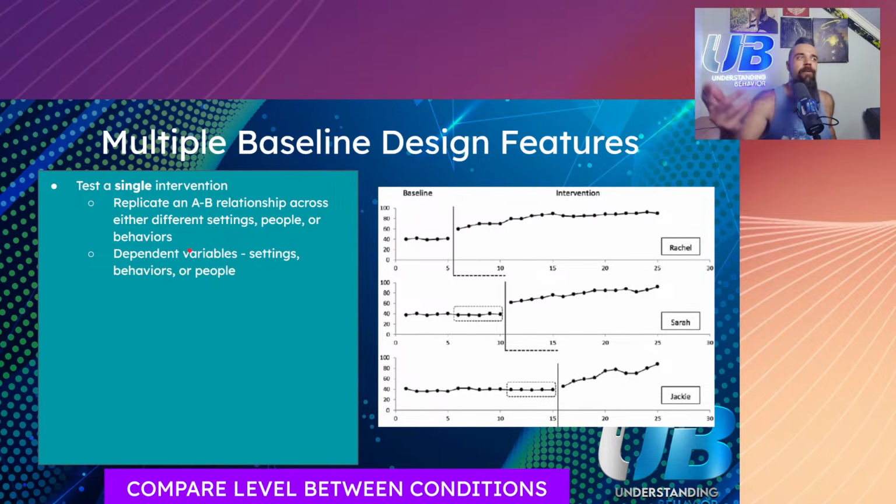This is going to be referred to as our dependent variables. It's the behavior that occurs in these different settings, across different people, or our different behaviors. So dependent variables was the word I was looking for.